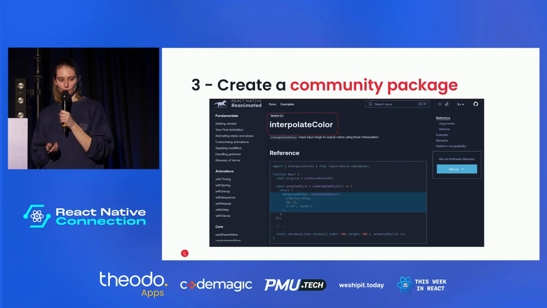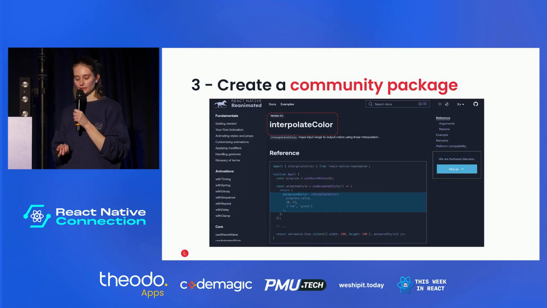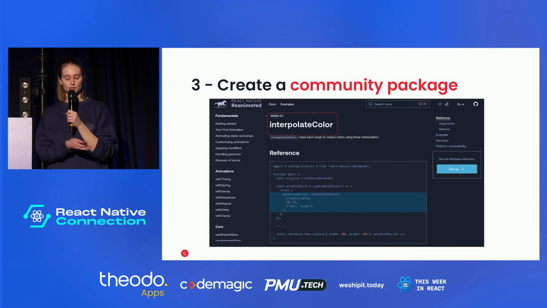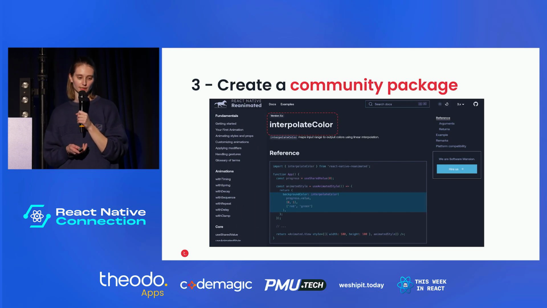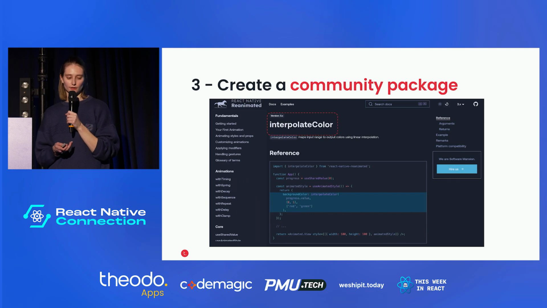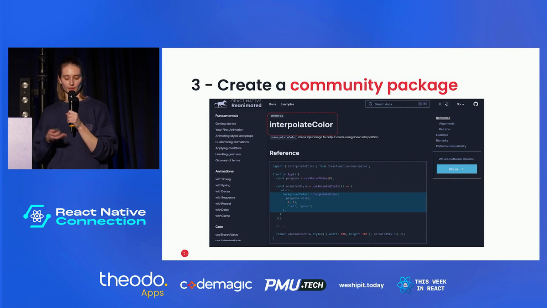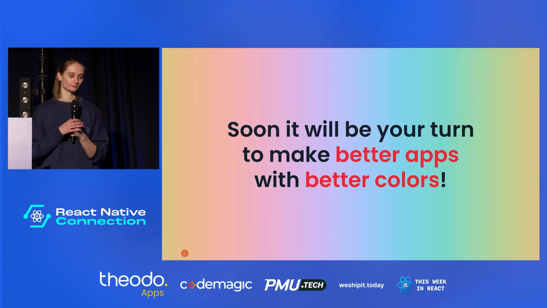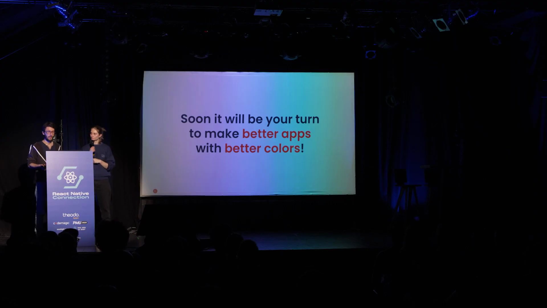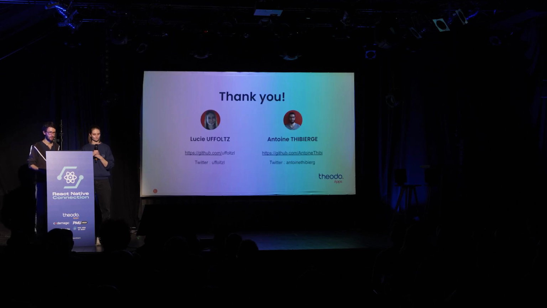And the final step is to create a community package, and this time it is directed towards libraries. So again, the example for Reanimated. The goal here is to create the API for OkLab, but in C++, to make things faster. So we need to implement that, and soon it will be your turn to make better apps with better color. Thank you very much.